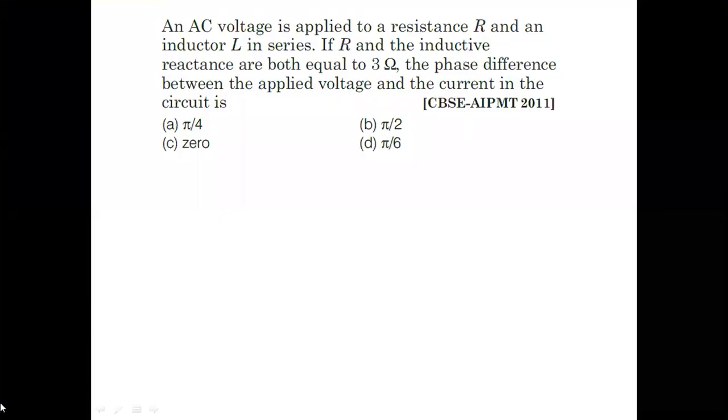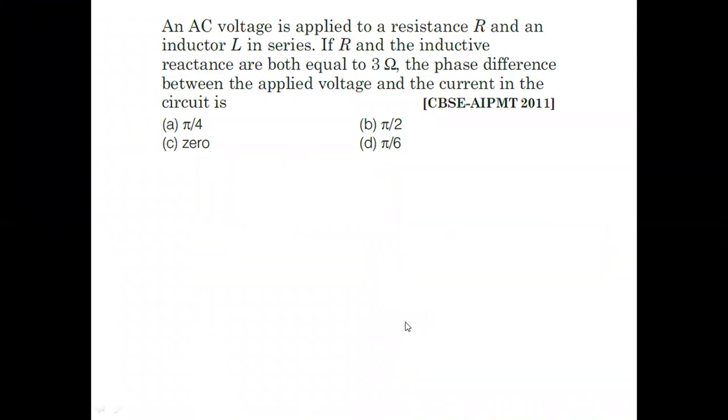An AC voltage is applied to a resistance R and an inductor L in series, that is called an RL circuit. If R and the inductive reactance XL are both equal to 3 ohm, R equal to 3 ohm, XL equal to 3 ohm, the phase difference between the applied voltage and the current in the circuit is. There are 4 choices. We know that in case of an inductor, there is a phase difference. If the source is applied to a resistor, there is no phase difference. What is the phase difference between voltage and current?